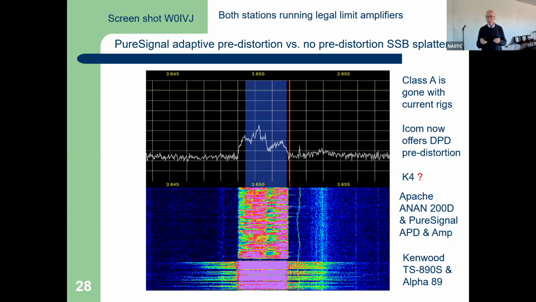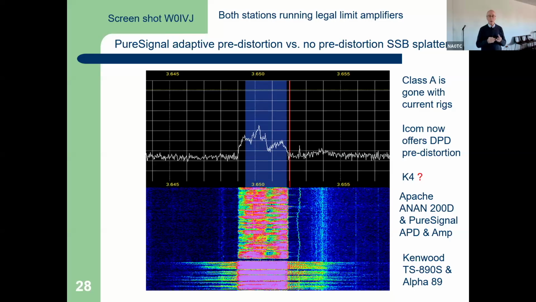Just the slightest hint of a little splatter on the right-hand edge. But look, you can see some sort of an interfering signal there wandering around. It's probably a switching power supply or who knows what. But it's real obvious because the signal is so clean. Down below, someone running a TS-890S. Oops, that was me. Running an Alpha 89.